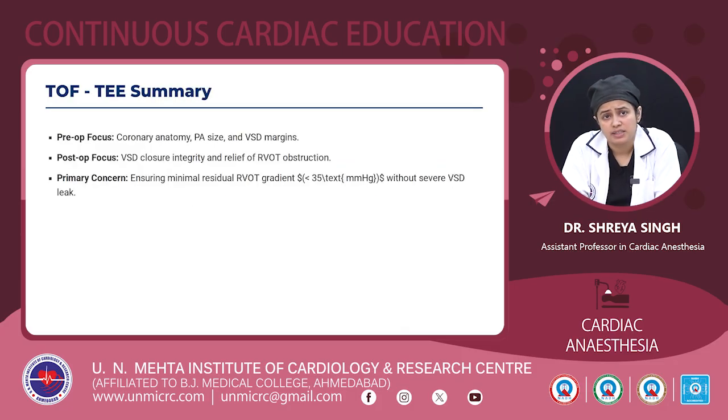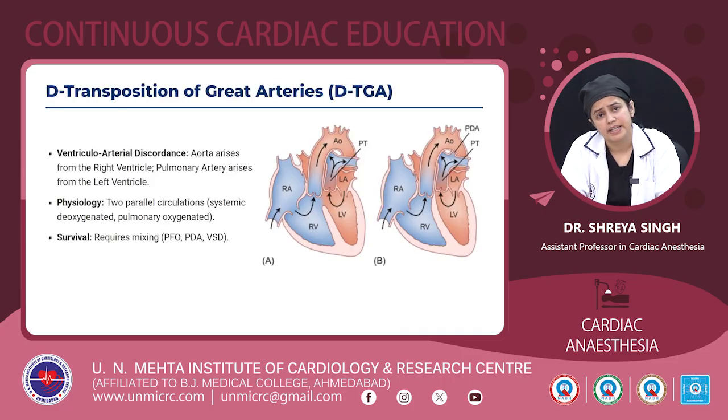So to summarize, in the pre-op, our focus should be on the coronary anatomy, the PA size and the VSD margins. Post-op, VSD closure integrity and relief of the RVOT obstruction. Our primary concern would be to ensure minimal residual RVOT gradient, less than 35 millimeters of mercury, without severe VSD leak. Next, we have the transposition of great arteries.